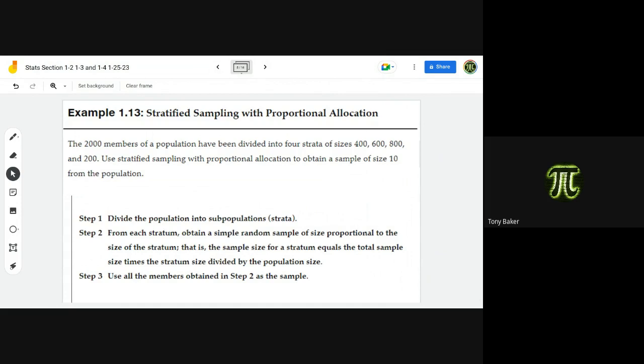What's 400 divided by 200? 2. So I want 2 people from that group. What's 600 divided by 200? I want 3 people from that group. 800 divided by 200 is 4. I want 4 people from that group. 200 divided by 200 is 1. So I want 1 person from that group. So I had 2, 3, 4, and then 1. 2, 3 plus 4 is 9, plus 1 is 10. That's how you choose it.